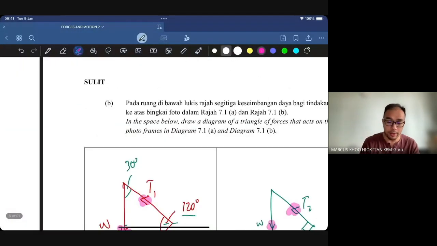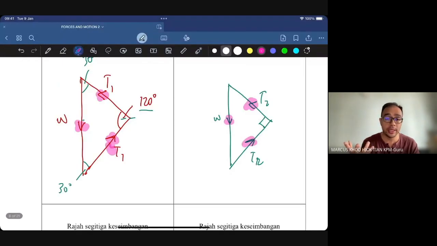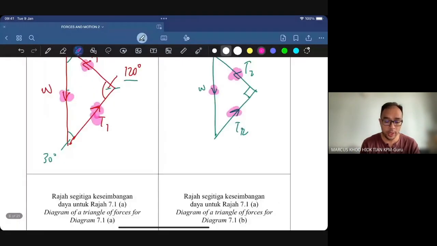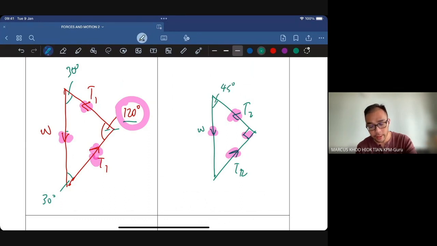Okay, and remember that W is downwards. It's a 2-mark question, there's really not that much to it. The most important thing is this angle over here. This angle and this angle. So if this is 90, then this will be 45. This will also be 45. Complete the triangle to its fullest, which includes the angles, in order for you to get the full mark.